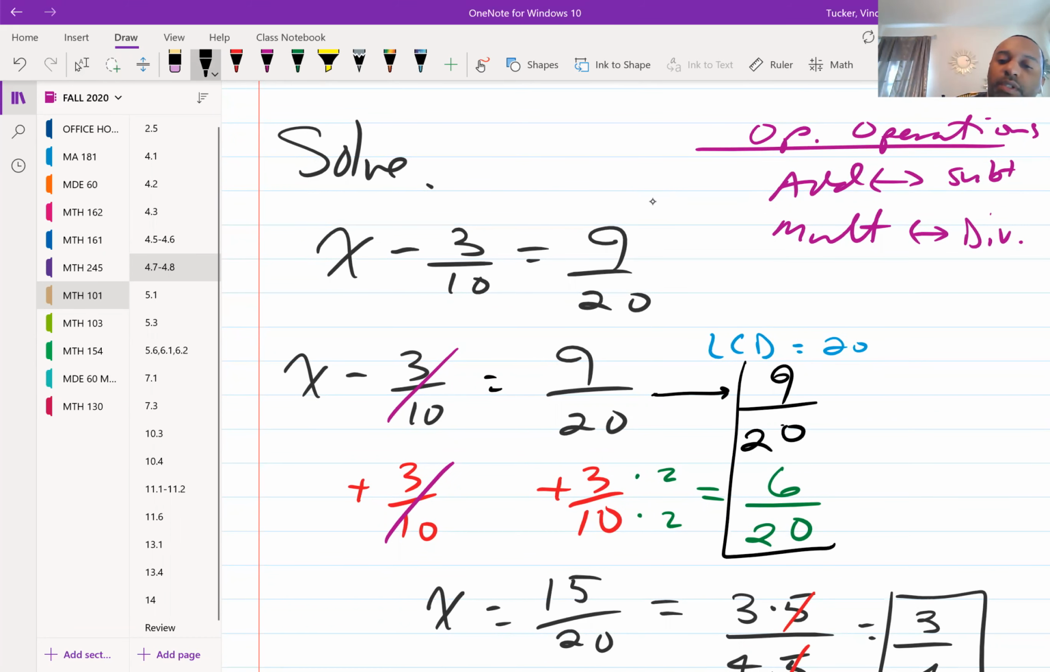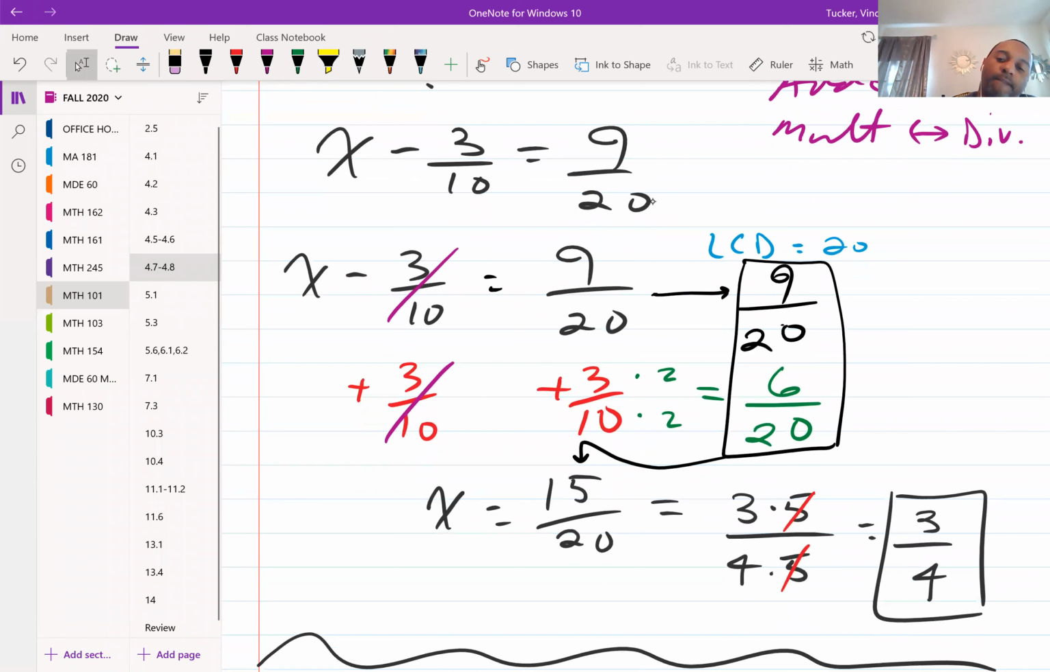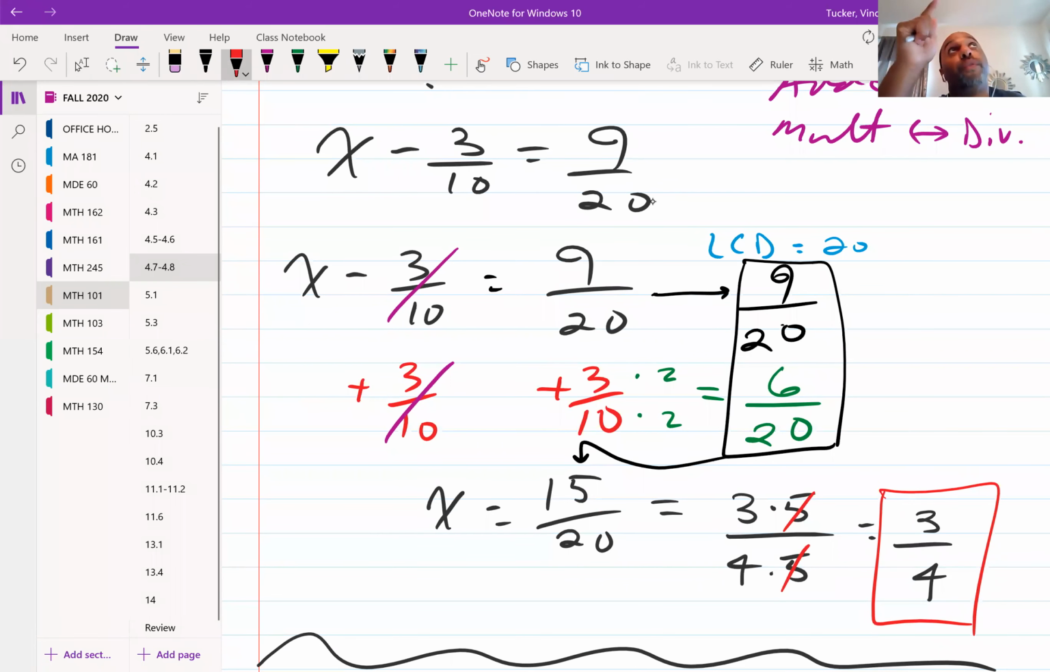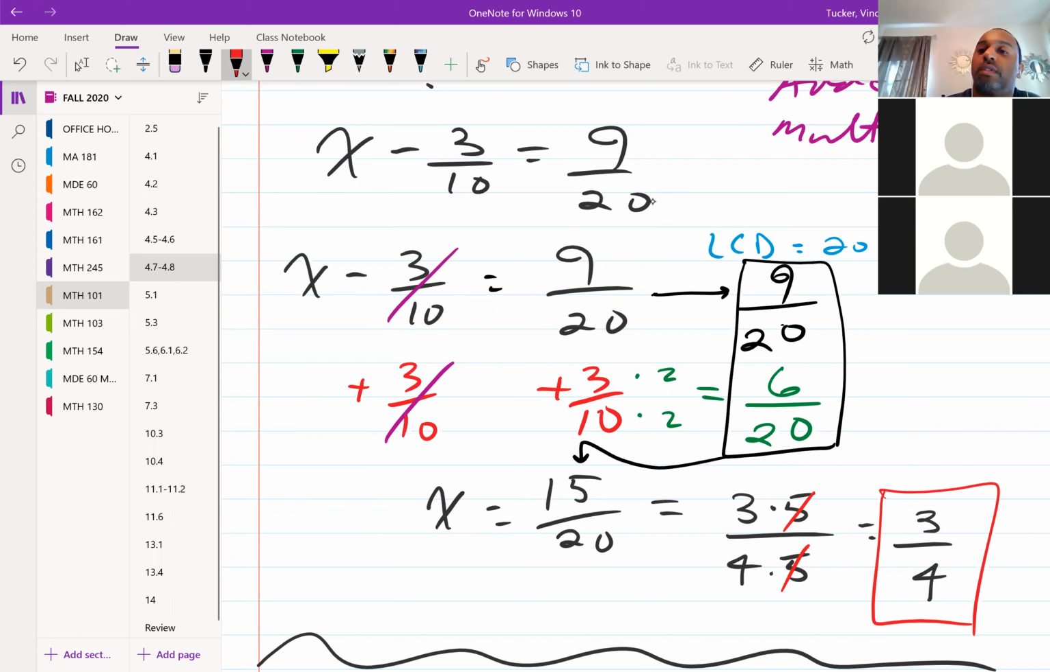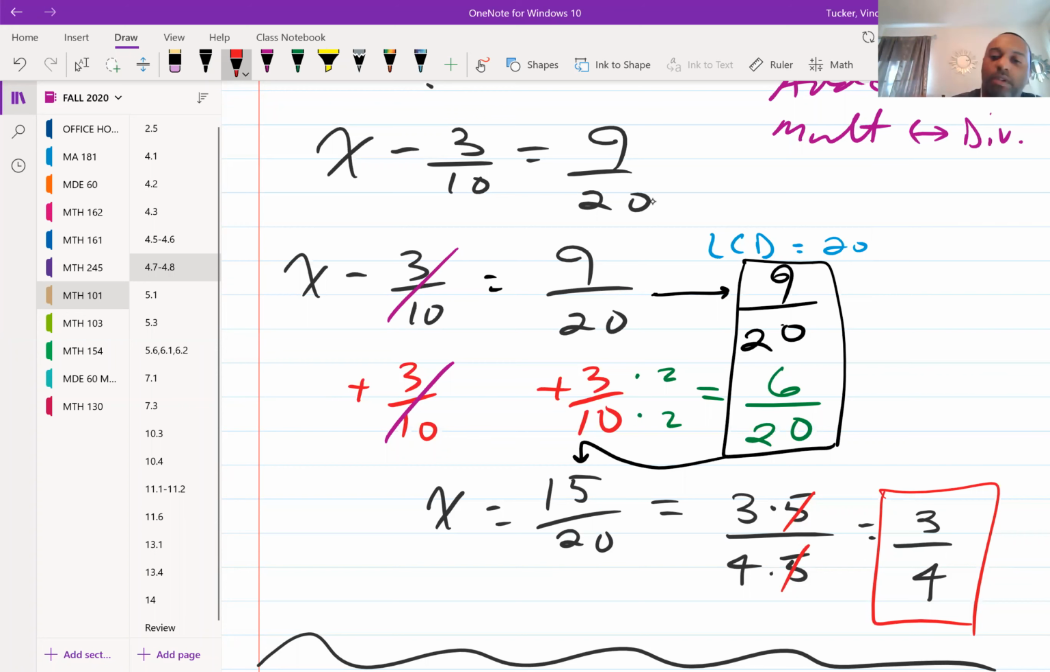So 9 over 20 plus 6 over 20 is 15 over 20. And of course, you have to reduce that. 15 is 3 times 5. And then 20 is 4 times 5. The 5s cancel, and that'll leave you with 3/4. All right. Any questions?